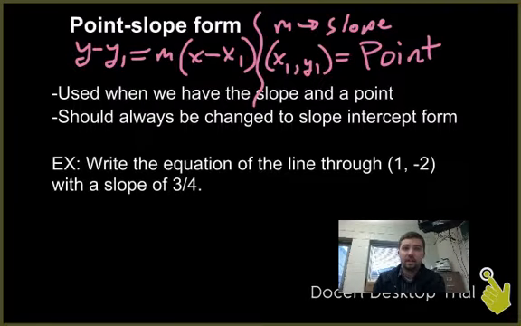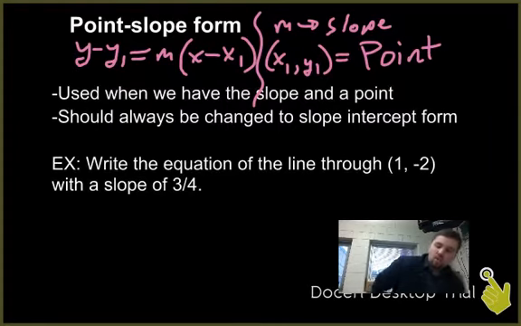This is pretty handy, this point slope form. When we have the slope and a point, it should always be changed to slope intercept form. So we'll always go from point slope form to slope intercept form. Okay, so let's do this example. Write the equation of the line through 1, negative 2 with a slope of 3/4.